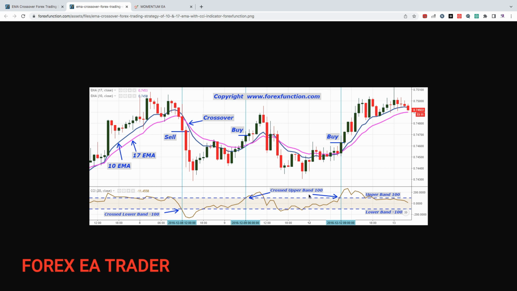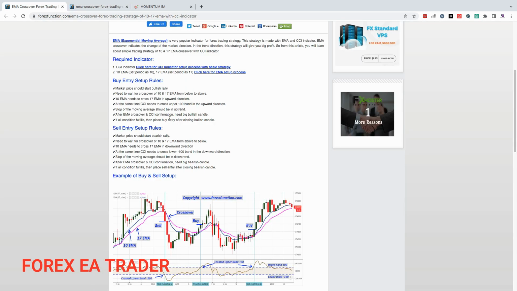This one is the upper, this is the lower. So this is the upper, this is for the buy condition, this is for the sell condition. So we need a crossover like that. Then we also need the CCI to cross over here. Then we are going to be taking our buy. That's basically what they are saying there.